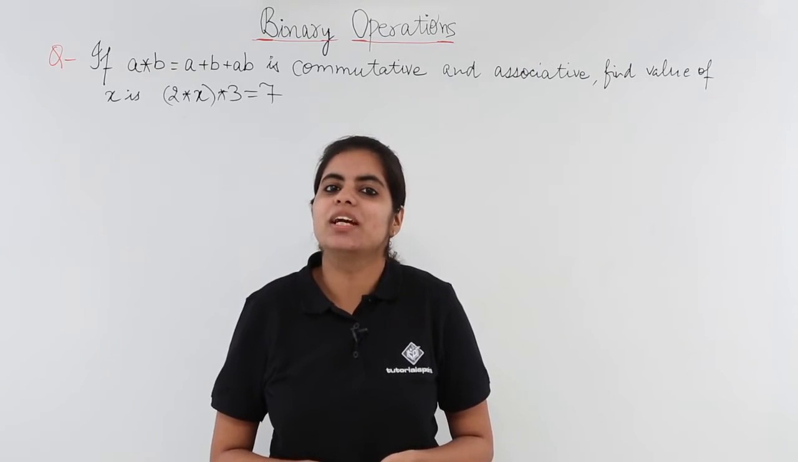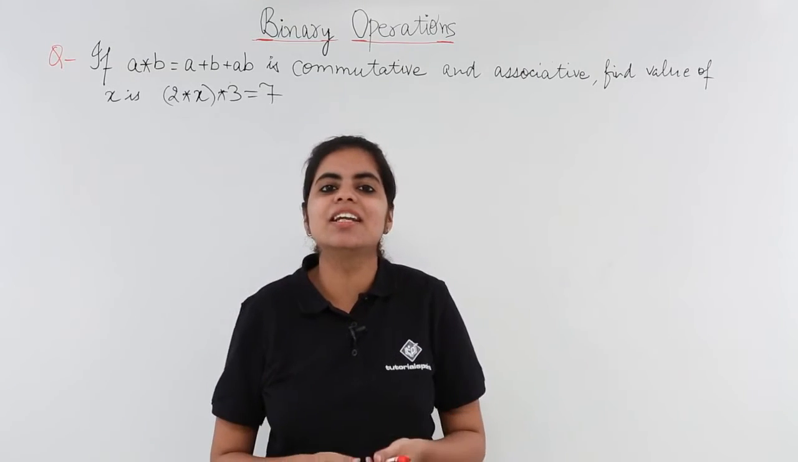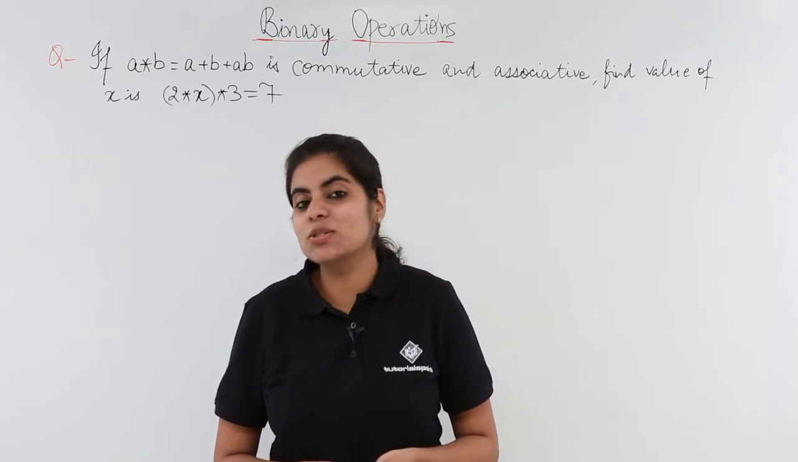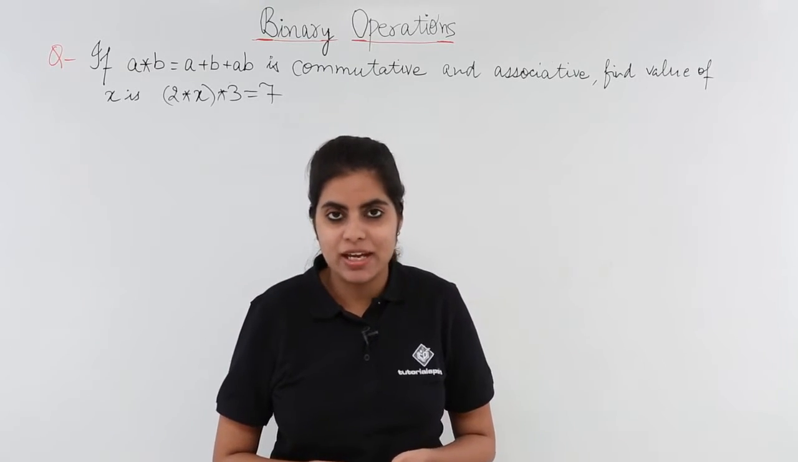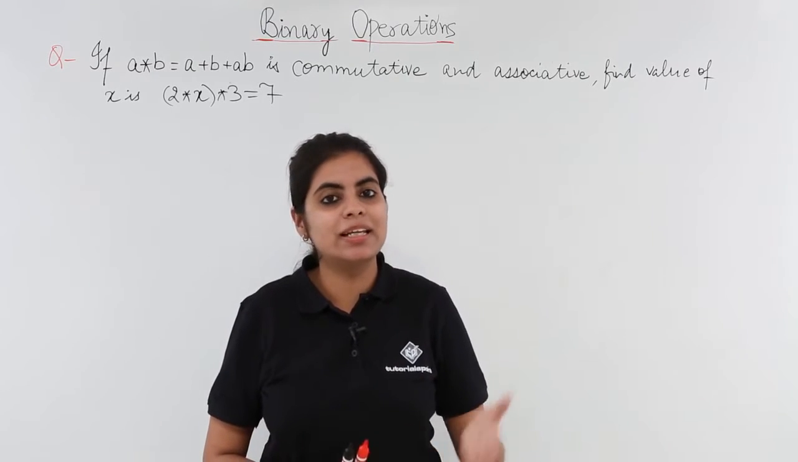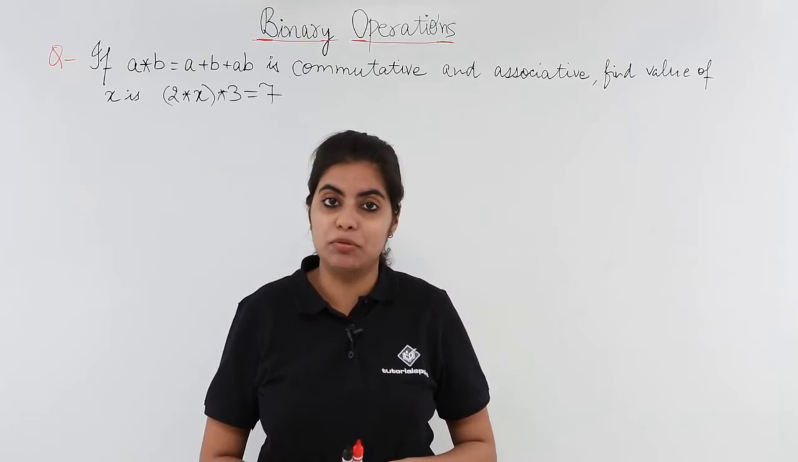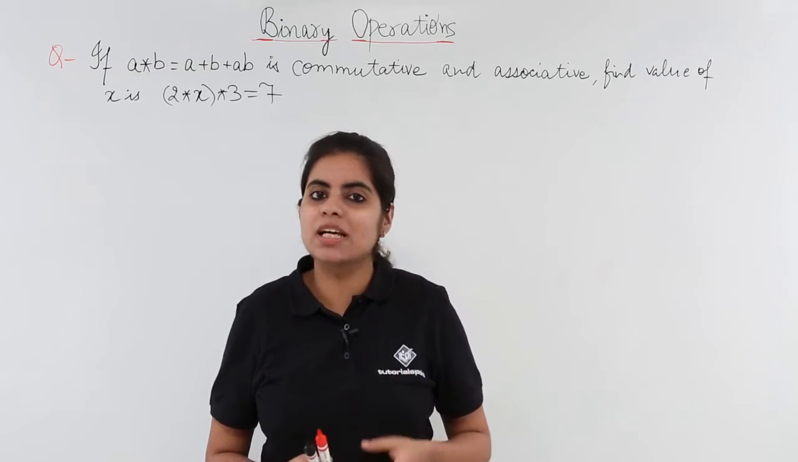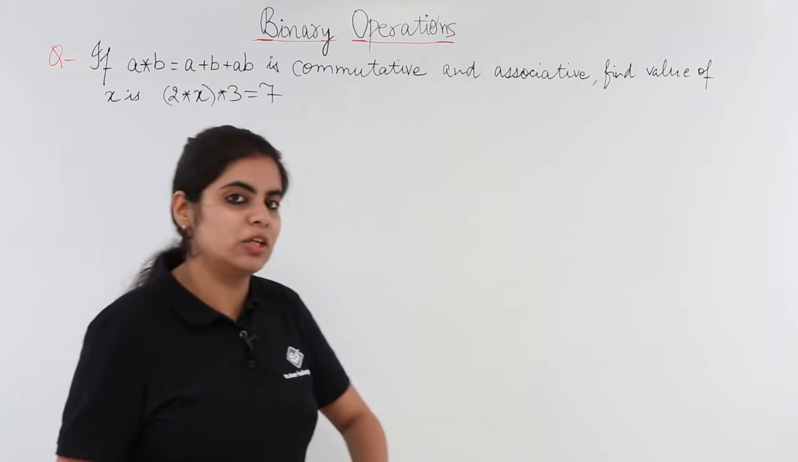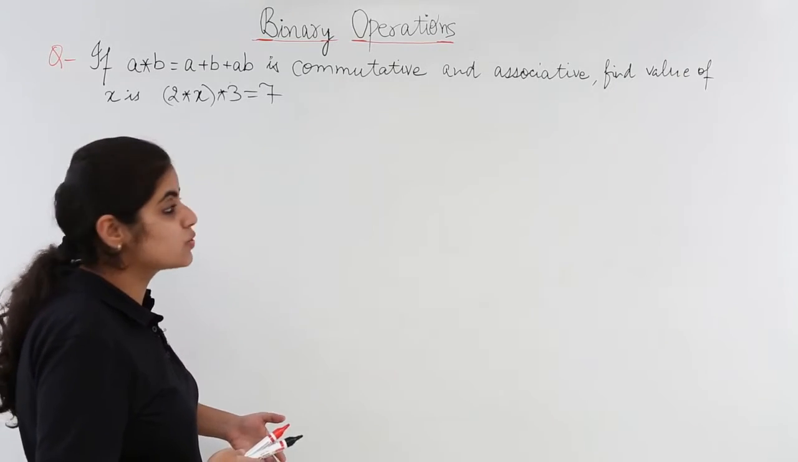In this video, we are going to see the third numerical problem based on commutativity and associativity. We have already seen two problems and this is the third one in succession to the two problems above. We know what is commutative law, we know what is associative law. Let's get started with the third problem. Let's see what the question has to say.